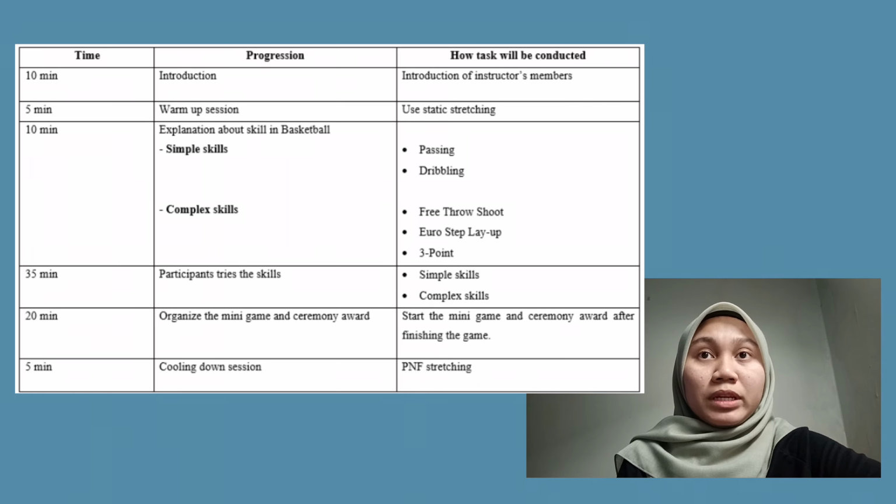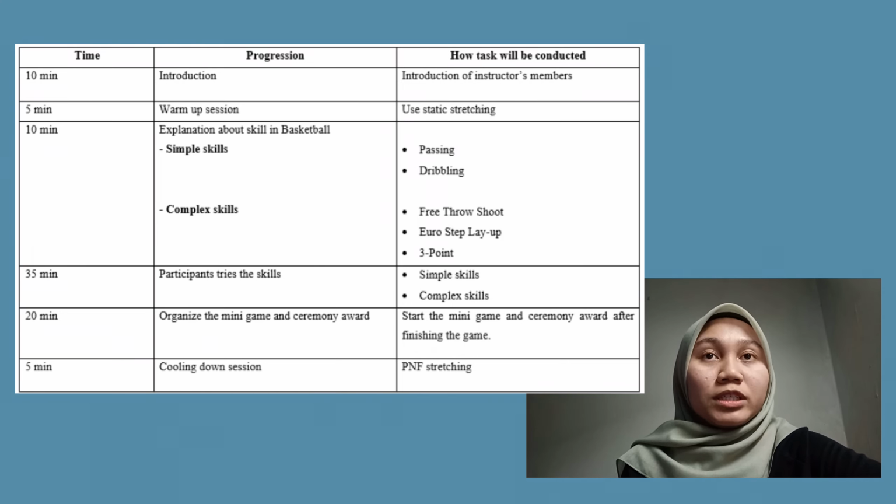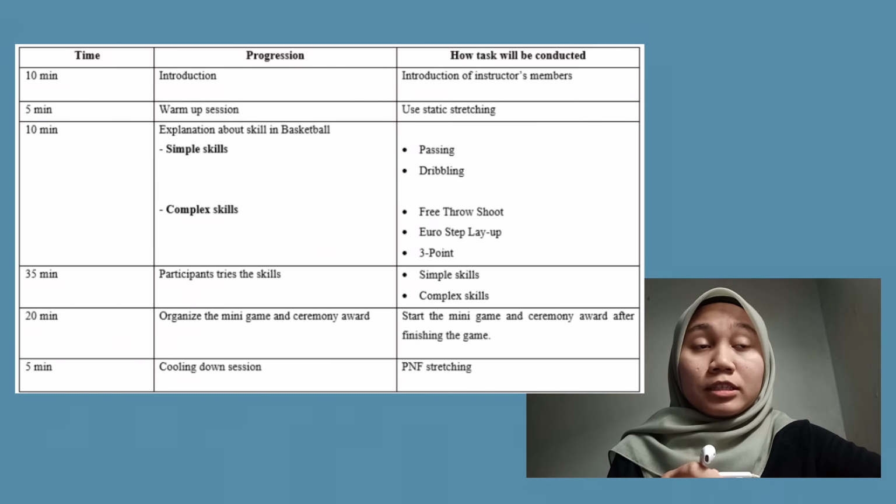Then there will be 10 minutes of explanation from the instructor about the skills that they are going to do today. The instructor will teach them the right skills in basketball, which are the basic skill, simple skills, and complex skills. For simple skills, there will be passing and dribbling, and the complex skills are the free throw shot, Euro step layup, and 3-point shot. This is just to make sure that all the participants understand how to do the skills.